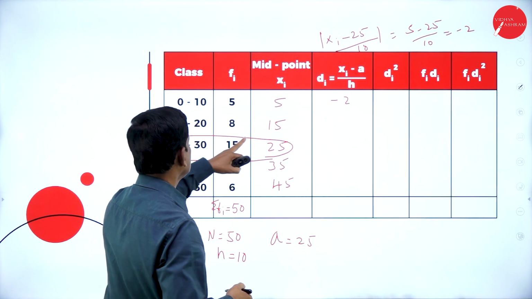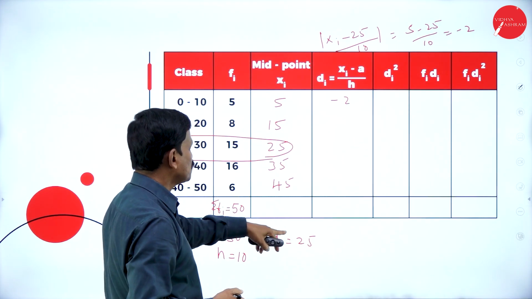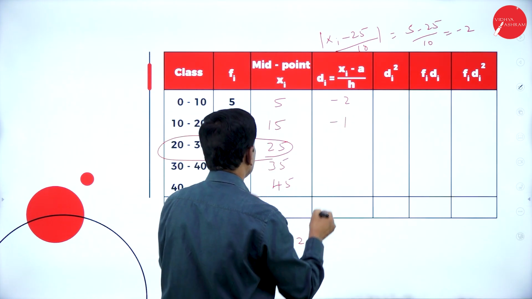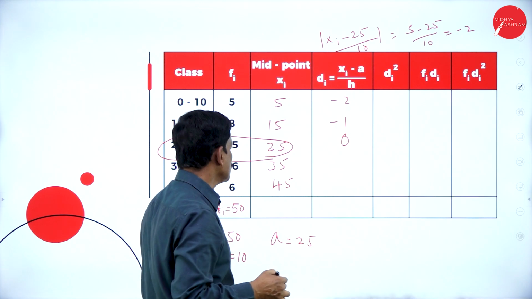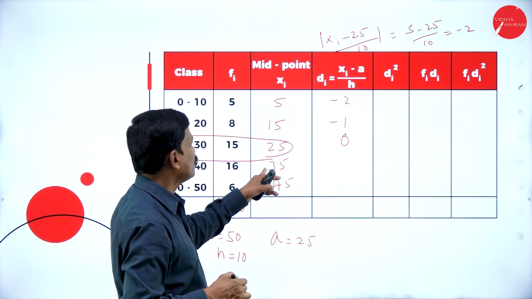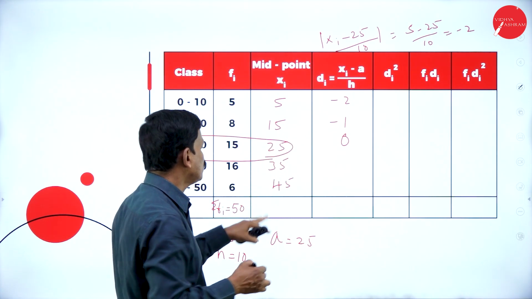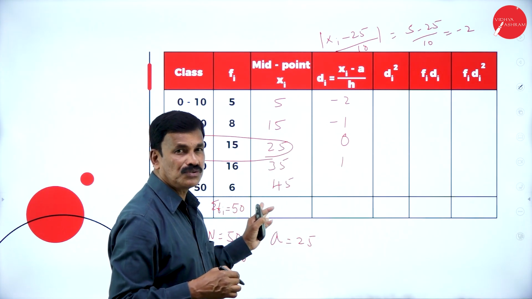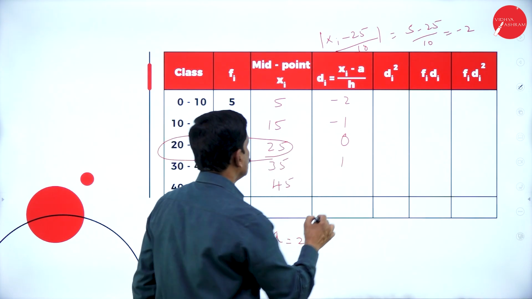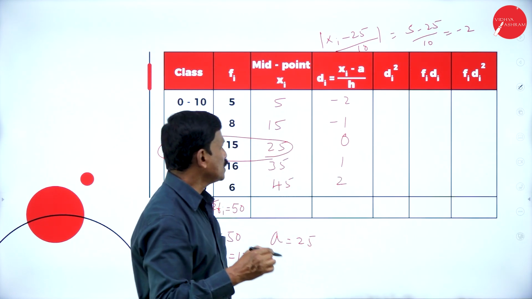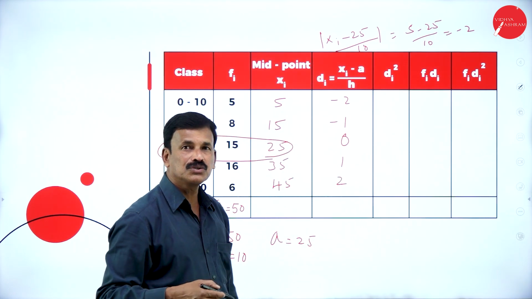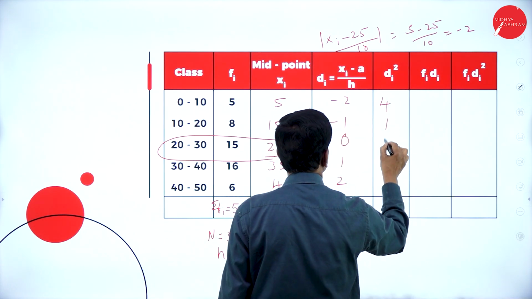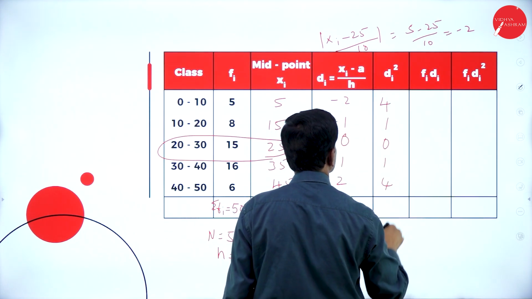Similarly, xi is 15. 15 minus 25 is minus 10 divided by 10 is minus 1. 25 minus 25, that is 0 by 10 is 0. Again, xi is 35 minus 25 is 10 divided by 10 is 1. Again, 45 minus 25 is 20 divided by 10 is 2. So, di is equal to minus 2, minus 1, 0, 1 and 2. Square this. Minus 2 square is 4, 1 square is 1, 0 square is 0, 1 square is 1, 2 square is 4.